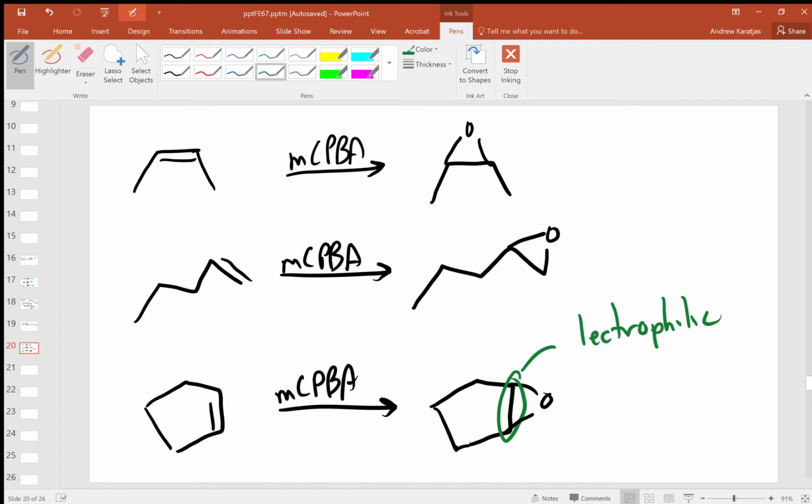which will open up the three-membered ring, allow us to have added a nucleophile, and the oxygen will still be present as an alcohol. So very, very useful synthetically, but by themselves, the epoxides aren't all that interesting.